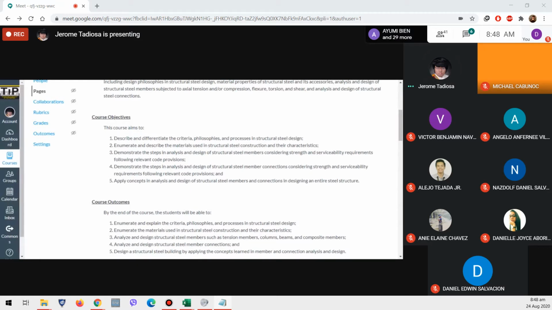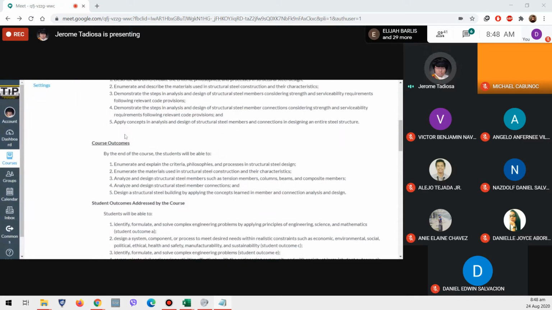Next, demonstrate the steps in analysis and design of structural steel member connections, considering strength and serviceability requirements following relevant code provisions. And lastly, apply concepts in analysis and design of these members and connections in designing an entire steel structure. So in this course, we will be having our design project. You don't have to worry much, since we only have 6 weeks to finish the course, we will try to lighten it as much as possible.